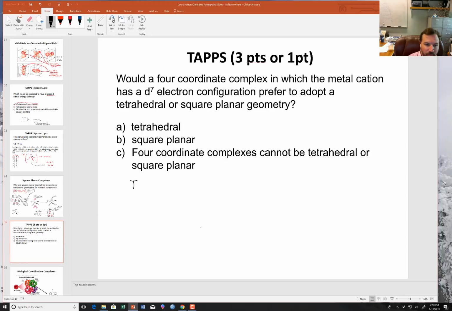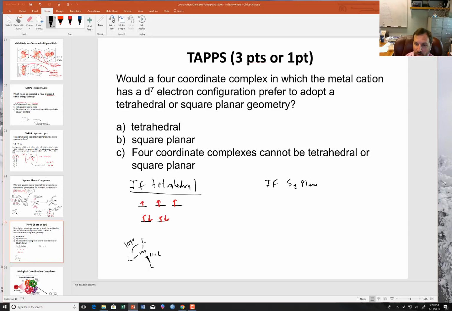So if we have tetrahedral, and let's just say we have a metal with 4 ligands. We again know that that's about 109 degrees. And if we have 7 electrons, we would look like that. And then if it's square planar, of course we know that we have the metal with 4 ligands, but now in the 90-degree planar geometry, it would look like this. Let's put in 7 electrons.